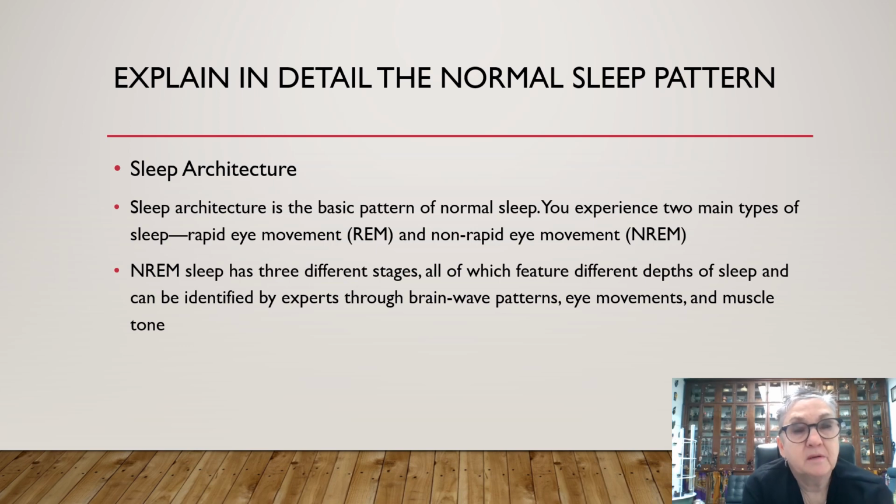We've talked a little bit previously about sleep architecture, but just to review, sleep architecture is the basic pattern of normal sleep. You experience 2 main types of sleep, rapid eye movement and non-rapid eye movement. Non-REM sleep has 3 different stages, all of which feature different depths of sleep and can be identified through brainwave patterns, eye movements, and muscle tone.